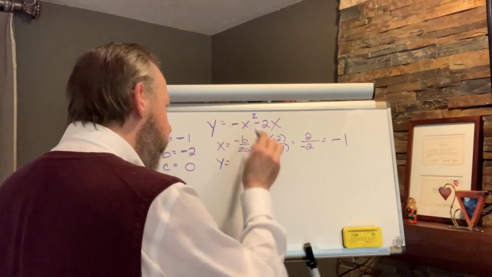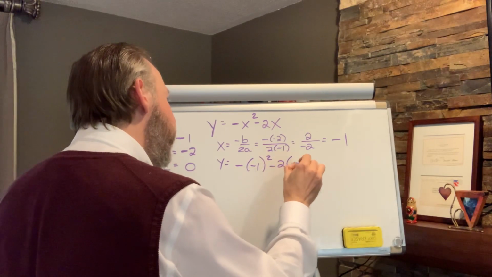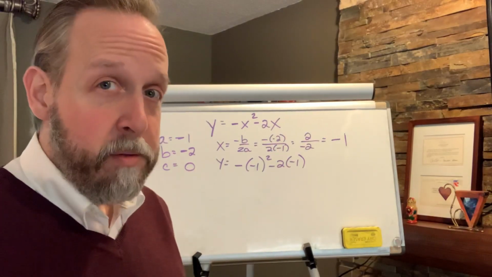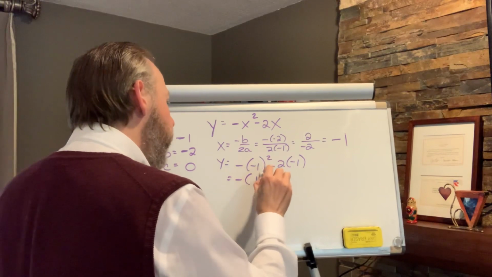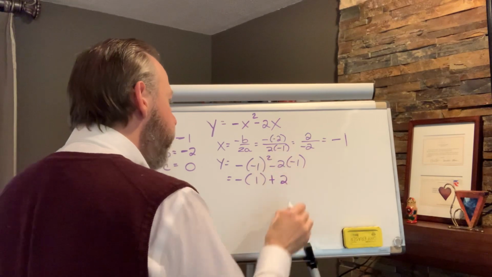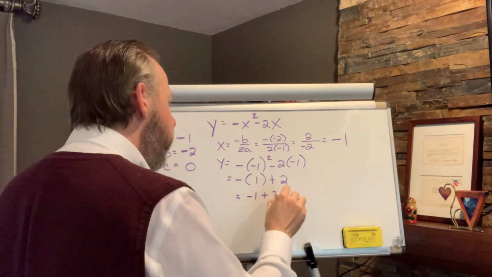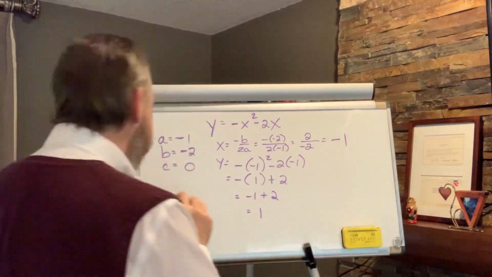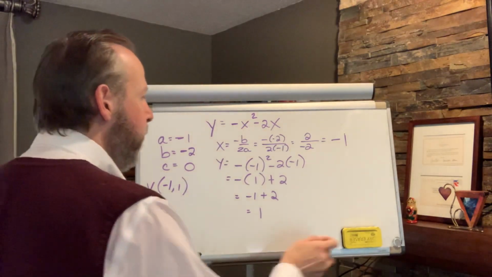Be careful with negatives. Negative parenthesis, -1 squared minus 2 times -1. Again, tons of negatives here, but do the exponent first. So that's negative parenthesis 1, and then -2 times -1 is positive 2. Now, negative times 1 is -1, and when I add 2, I get positive 1. So my vertex here is the coordinate -1, positive 1.